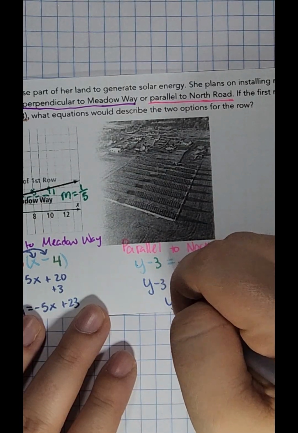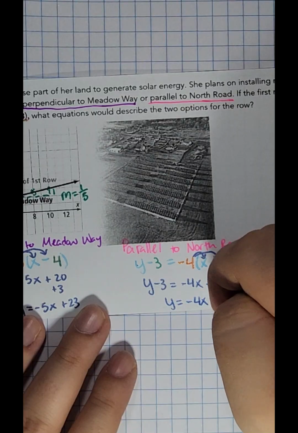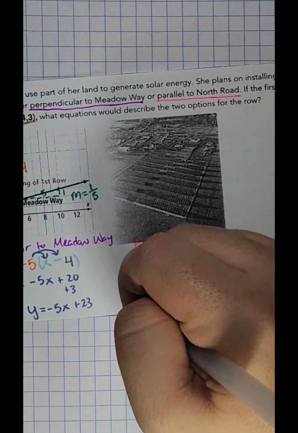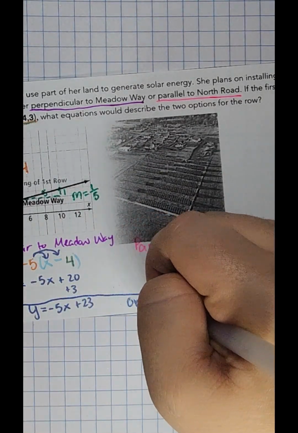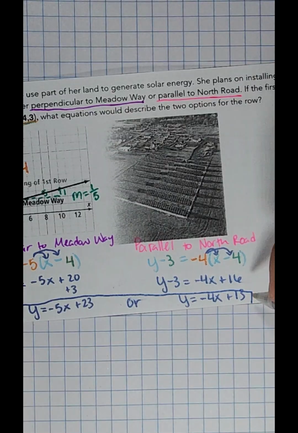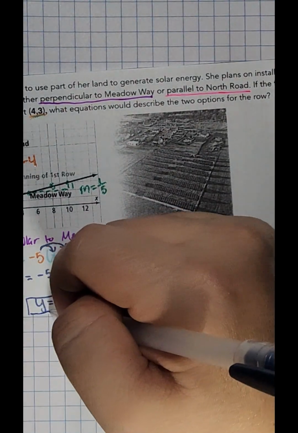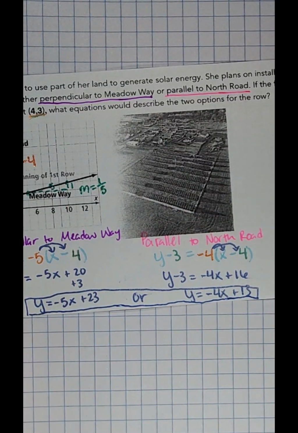When I recorded this video, I initially said to subtract 3 from each side, but you really should have been adding 3 to each side, which means your second equation should have been y is equal to -4x plus 19, meaning your two equations are y is equal to -5x plus 23 or y is equal to -4x plus 19.